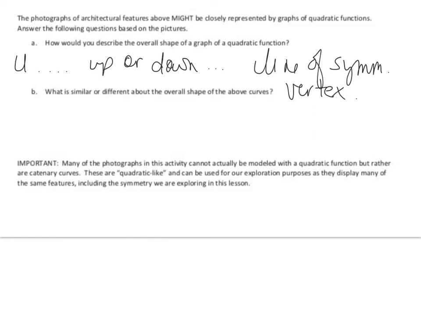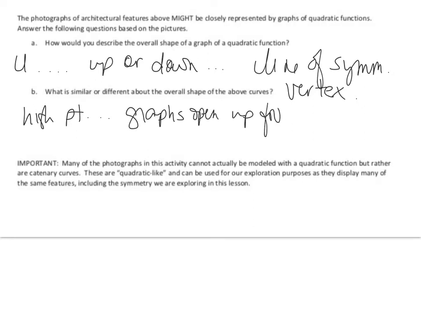What is similar or different about the overall shape of the above curves? We've got a high point, and then the graphs open down from there. Some are very wide at the base, some are very narrow at the base.